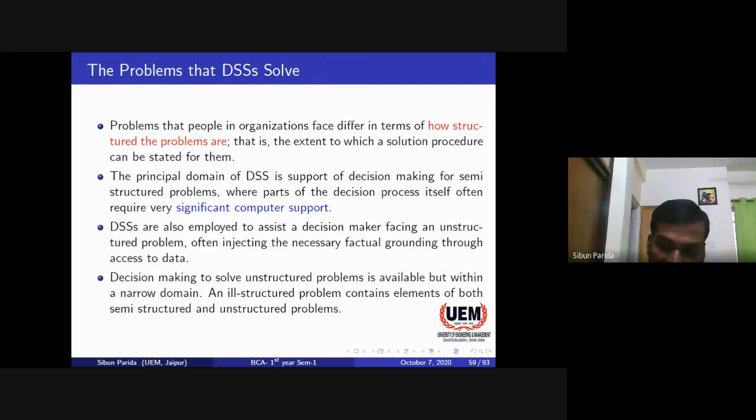So once I identify what sort of problem it is, what the data structure of the problem is, I am able to take some decision to address that problem. The principal domain of the decision support system is support of decision making for semi-structured problems. There are three different types: semi-structured, unstructured, or non-structured problems. For semi-structured problems, parts of the decision process itself often require very significant computer support.